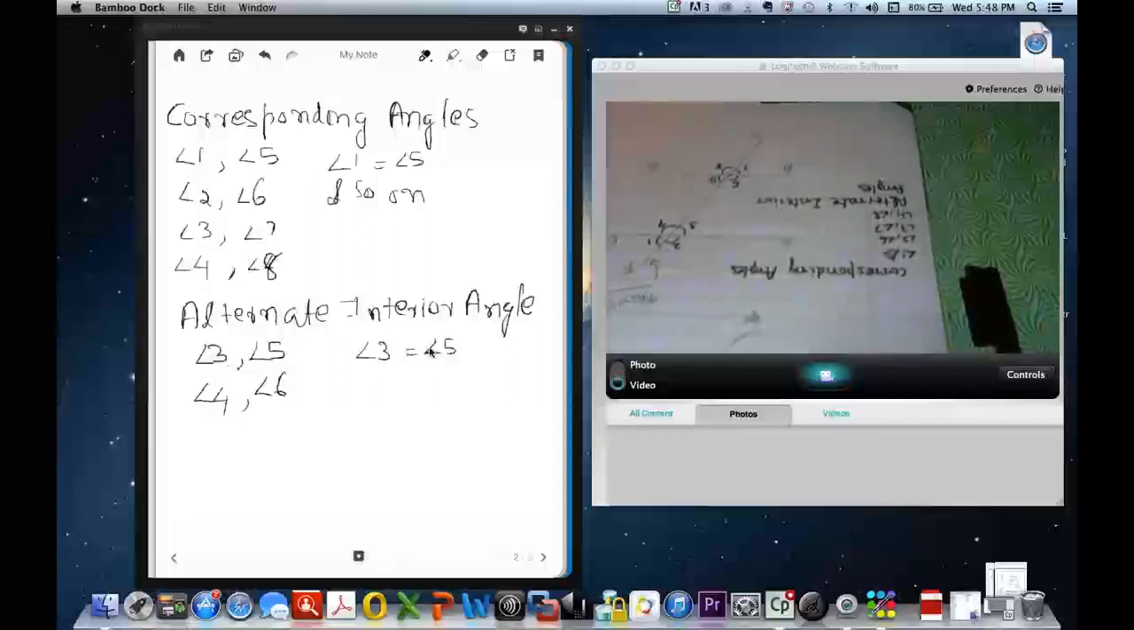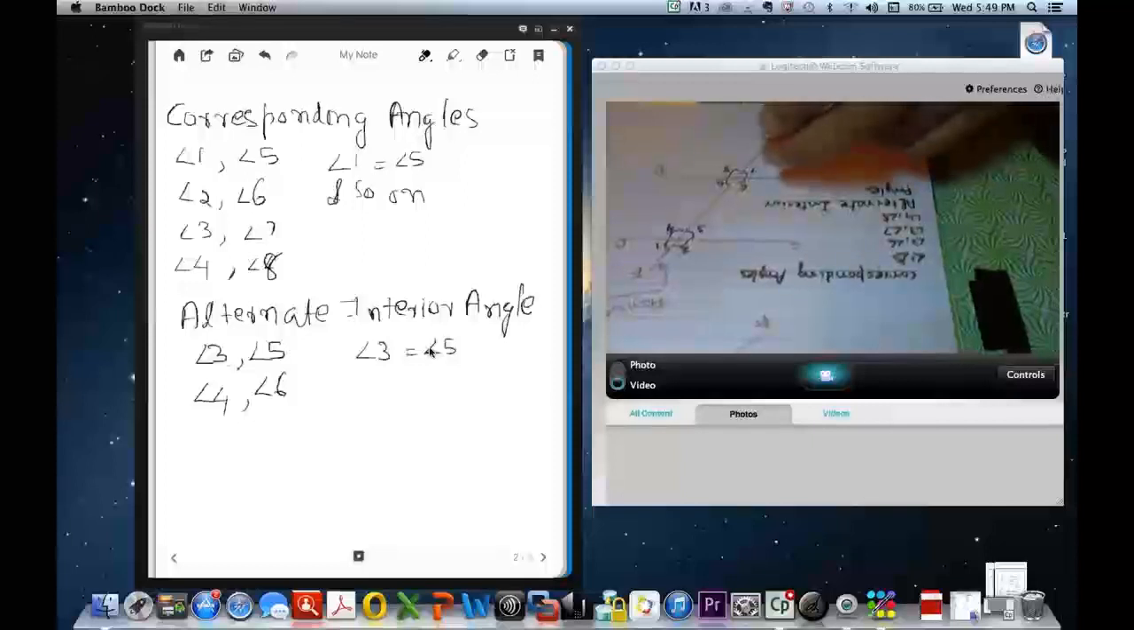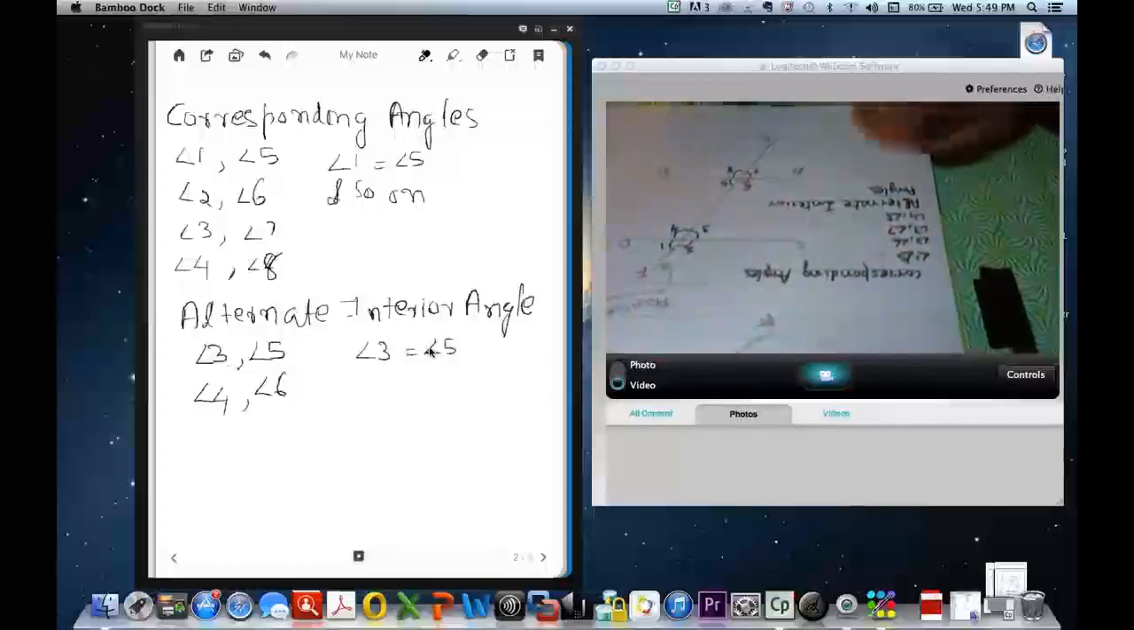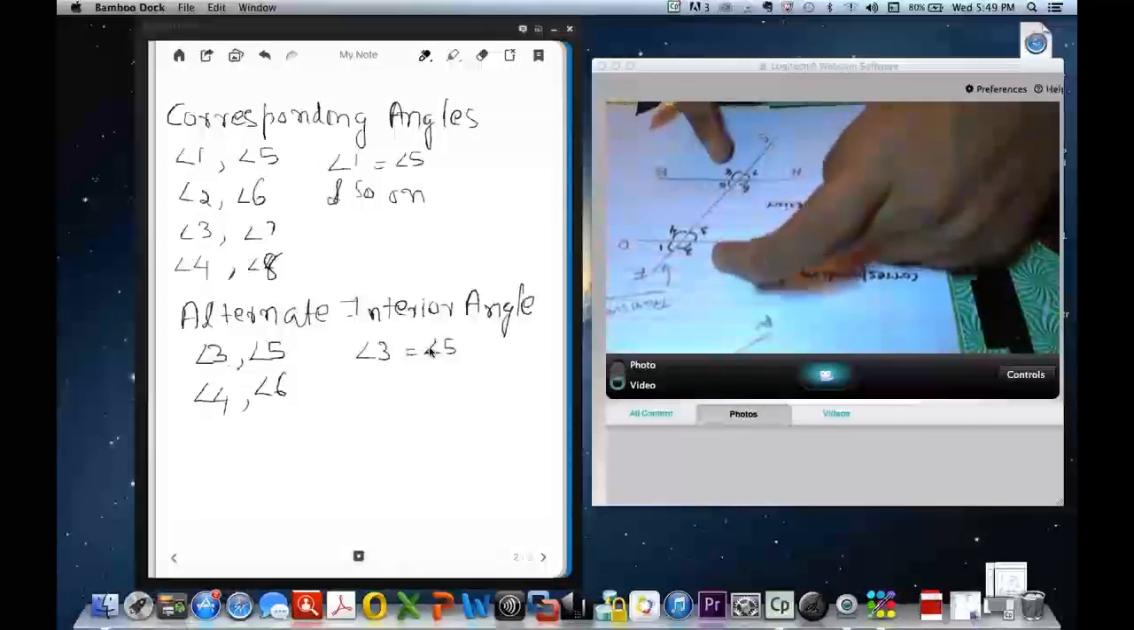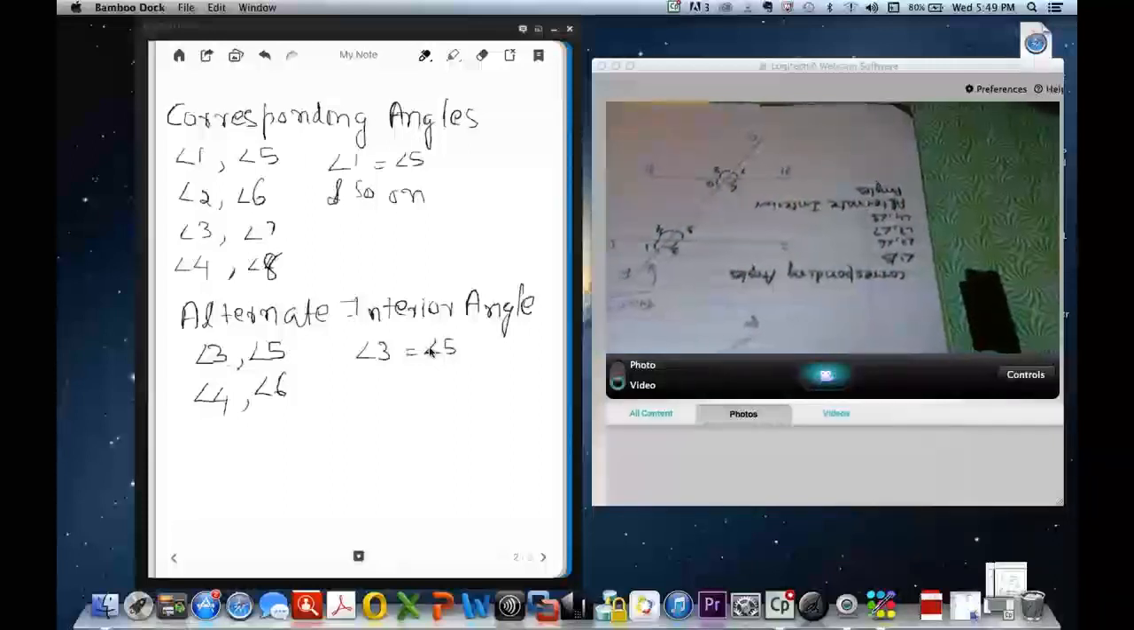Now, what are alternate exterior angles? Alternate exterior angles are angle 2 and angle 8, right? So alternate exterior angles, angle 2 and angle 8, and angle 1 and angle 7. They are alternate exterior angles. So let us look at that, right?